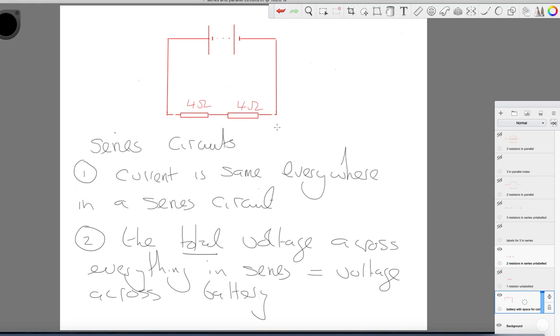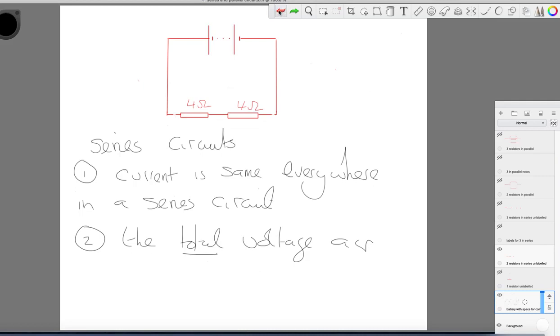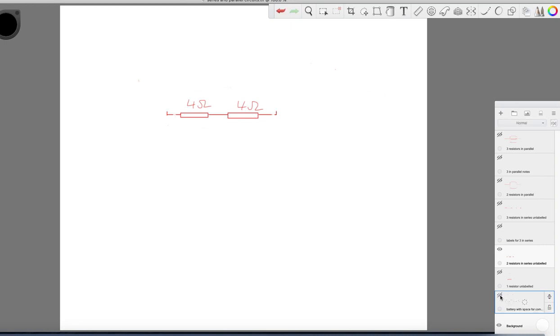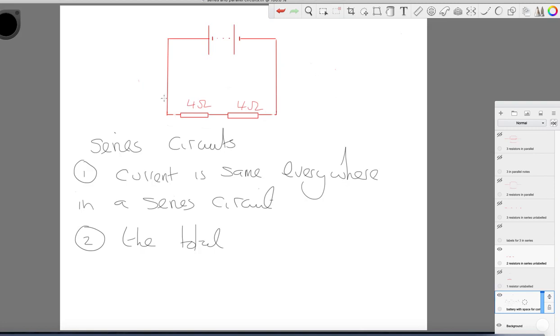Let me show you what I mean by that or why that has to be. So let me just get rid of all that I just wrote. Okay. I can't do that, but I will do a different thing. So, if we've got 12 volts across here, so the battery PD, potential difference, voltage, is 12 volts.